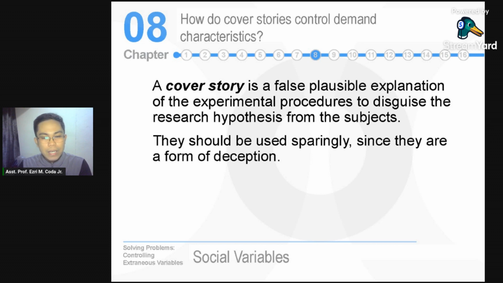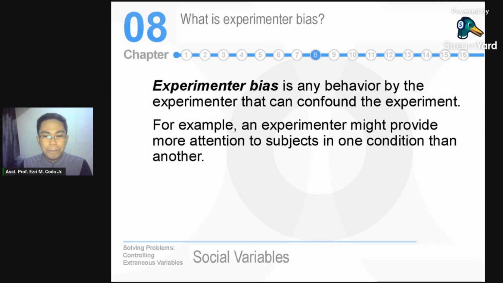Especially if we have single subjects or yung subjects natin is the same groups lang, no? Now, moving forward, what is experimenter bias? Now, experimenter bias kanina, social variables natin is we have demand characteristics and experimenter bias. Now, what is experimenter bias?